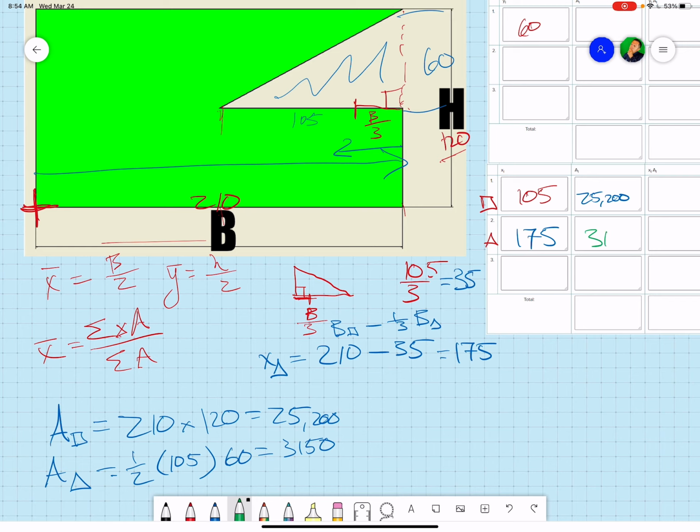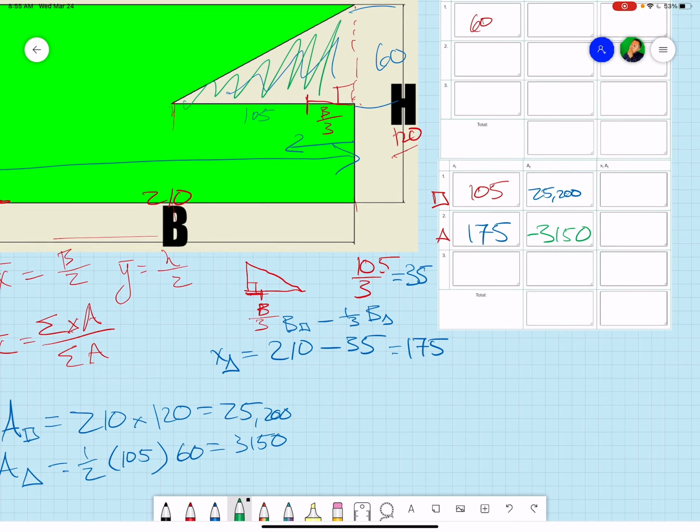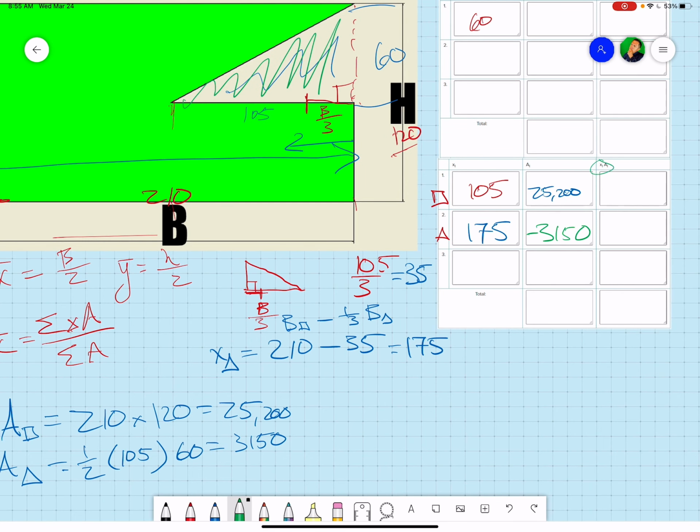So we do 3150, but what did I say before? This is going to be a negative area because it's cutting away. So I got to make sure that value is negative. Okay? All right. Let's do the XA.